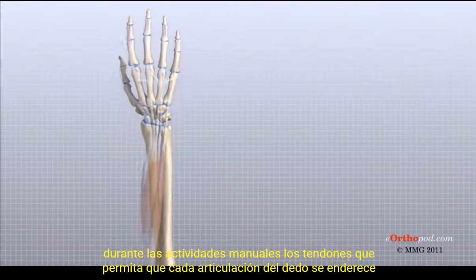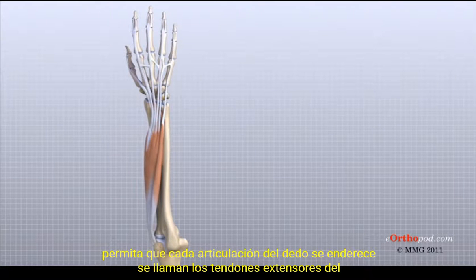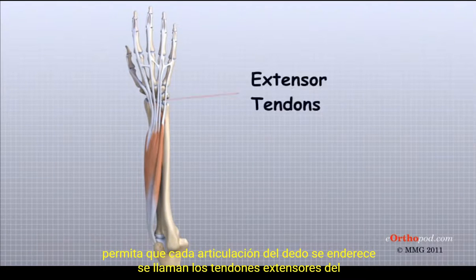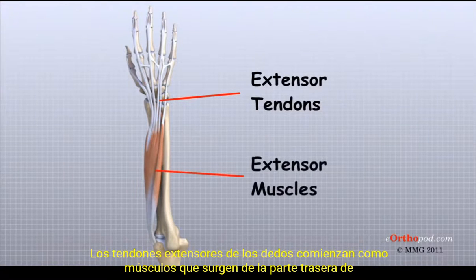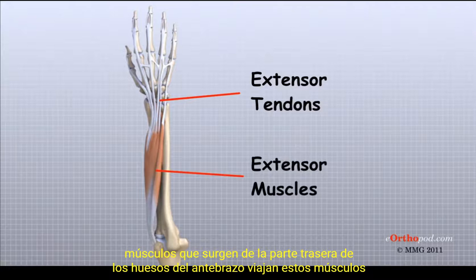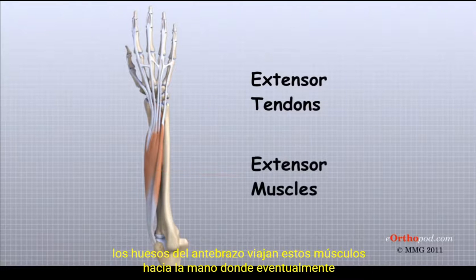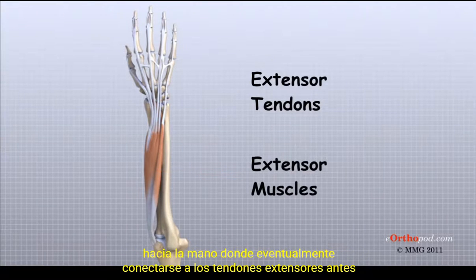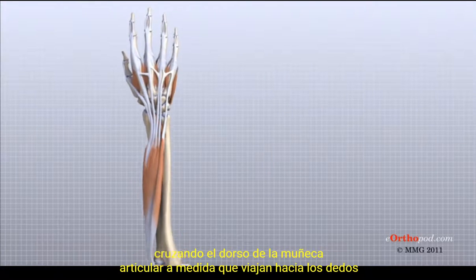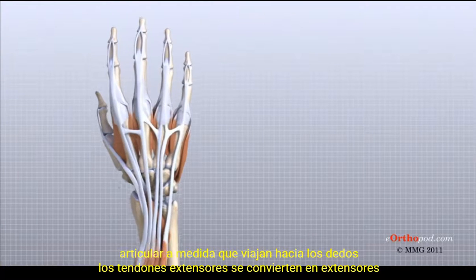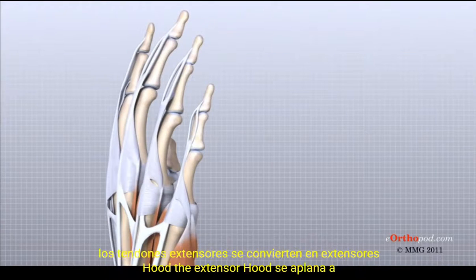The tendons that allow each finger joint to straighten are called the extensor tendons. The extensor tendons of the fingers begin as muscles that arise from the backside of the forearm bones. These muscles travel towards the hand where they eventually connect to the extensor tendons before crossing over the back of the wrist joint. As they travel into the fingers, the extensor tendons become the extensor hood.